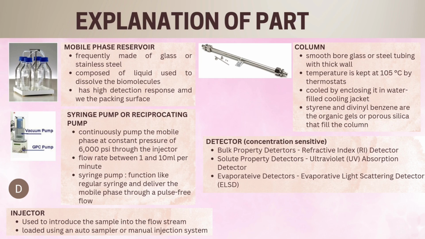Column: smooth bore glass or steel tubing with thick walls. Column selection depends on the size range and nature of the sample. Detectors: the common detectors are UV-visible detectors, refractive index detectors, and light scattering detectors, which are concentration sensitive.